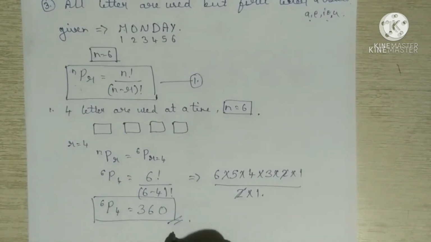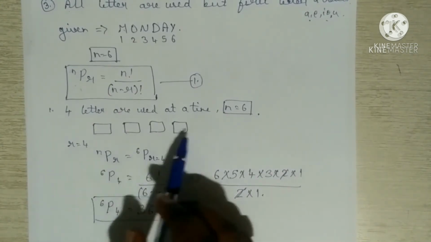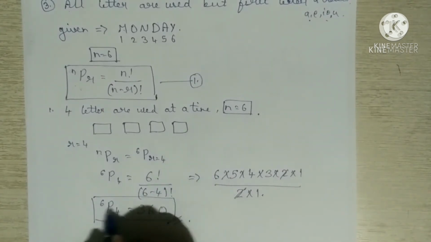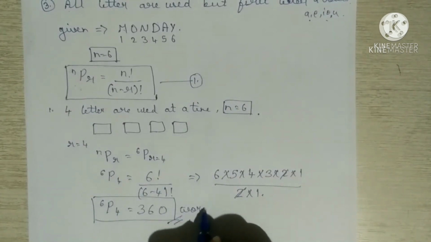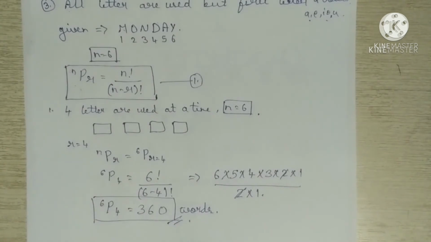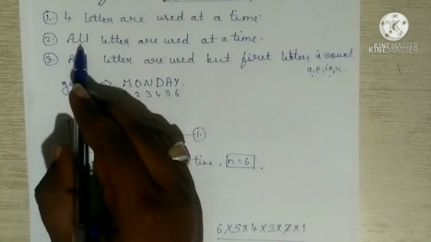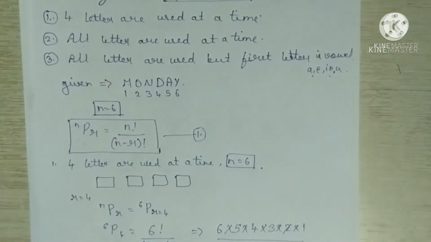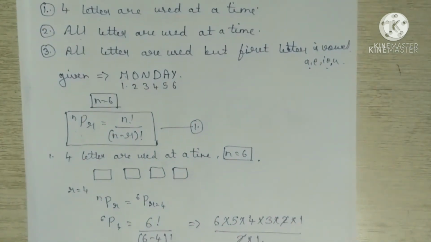Okay. 4 letters are used at a time. Okay, 360 words can be made or formed with or without meaning. Okay, next we need to go with the second one. All letters are used at a time. All letters means MONDAY, all six letters.